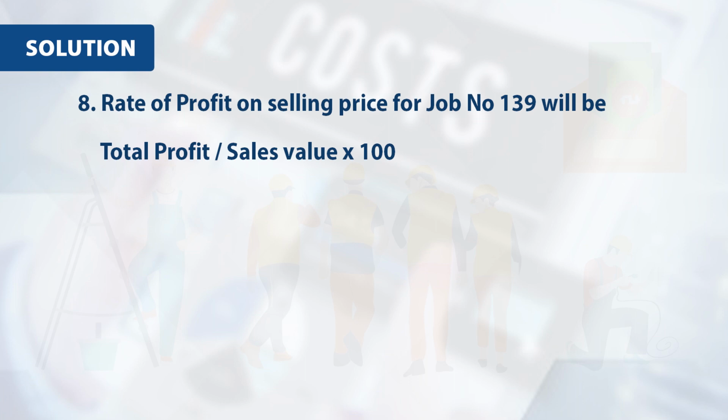Eighth, the rate of profit on selling price for job number 139 will be total profit divided by sales value into 100, which is equal to rupees 570 divided by 4,750 into 100, giving us 12%. In this part 3 of job costing, we have studied specific problems containing issues like computation of recovery rates for different overheads, valuation of work in progress, deciding selling price and the profit computation of a completed job.